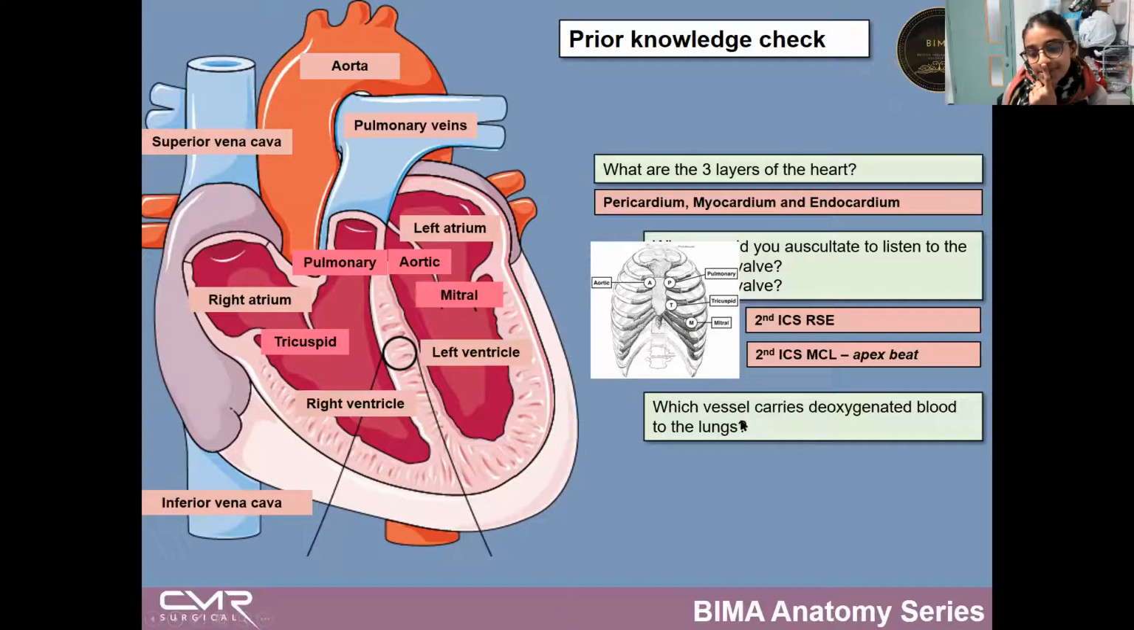Okay, which vessel carries deoxygenated blood to the lungs? We've got a picture right there, so that's not very hard, guys. It's your pulmonary veins carrying deoxygenated blood to the lungs, where it gets oxygenated and comes back. All right.